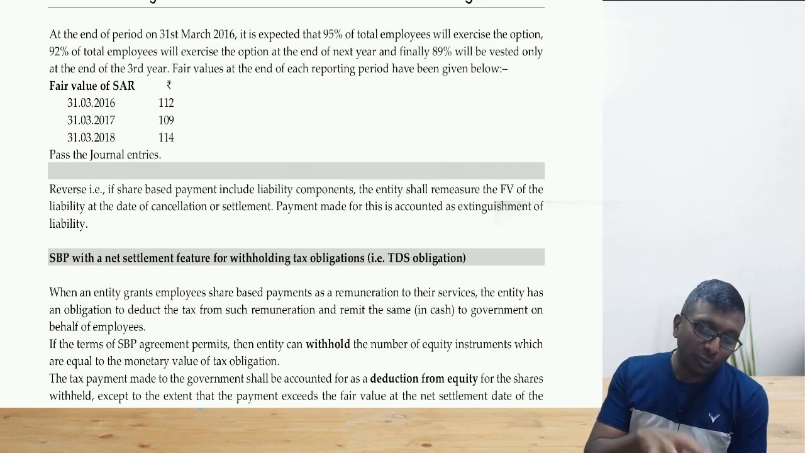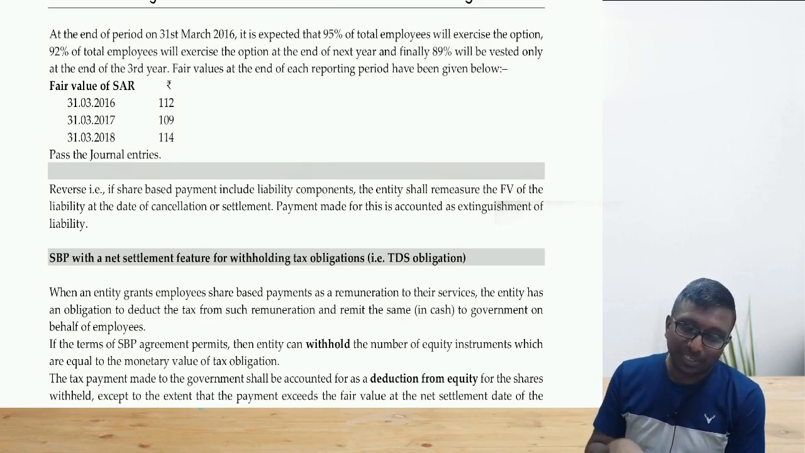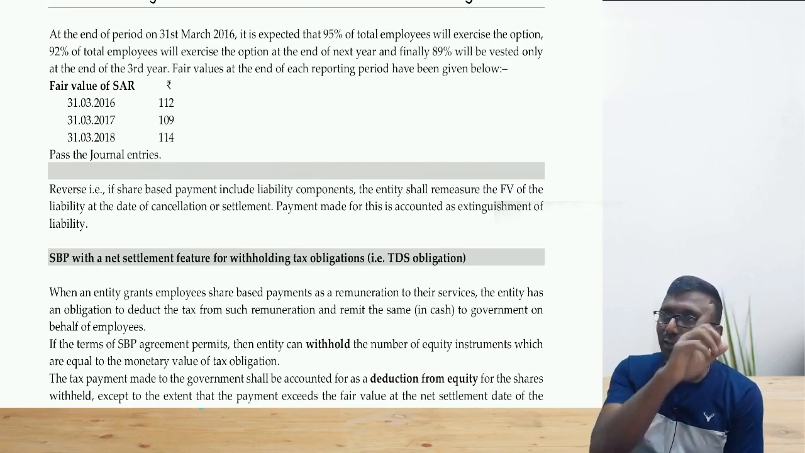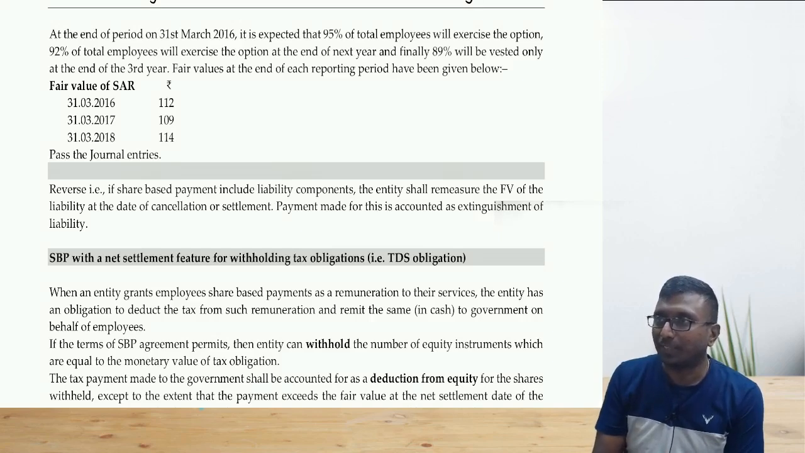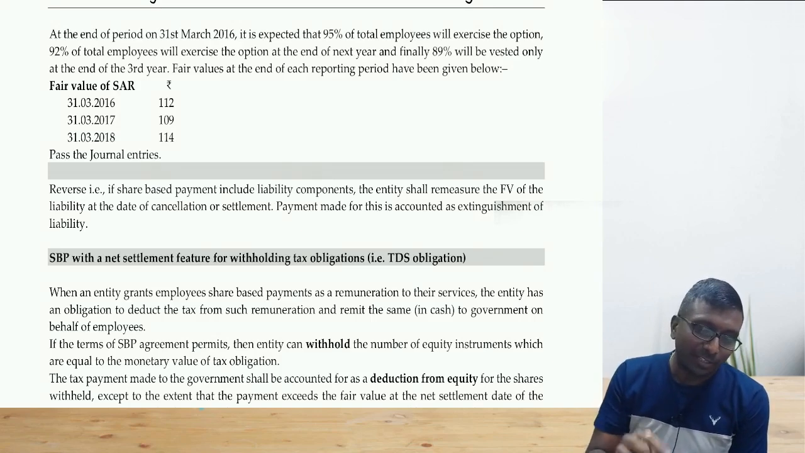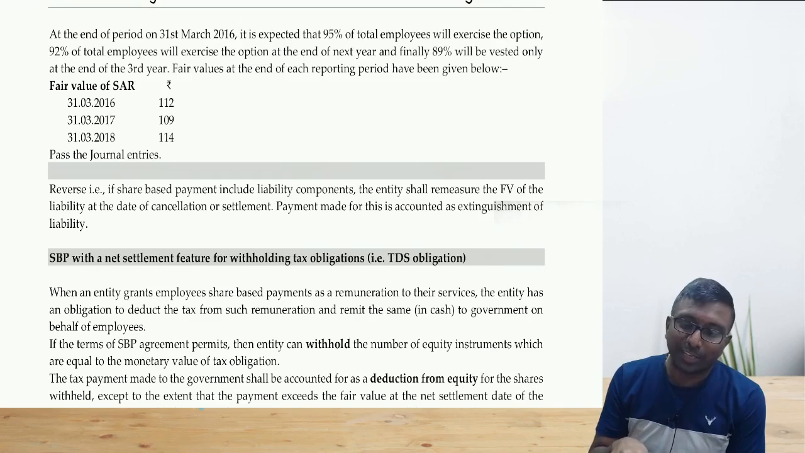Okay, 92% of the total employees will exercise the option at the end of the next year, and finally 89% is vested. What vested? You already said vested at the top. Immediately vested, you said. That's what? No, not immediately. Only at the end of the third year. Fair values at the end of each reporting period have been given below.